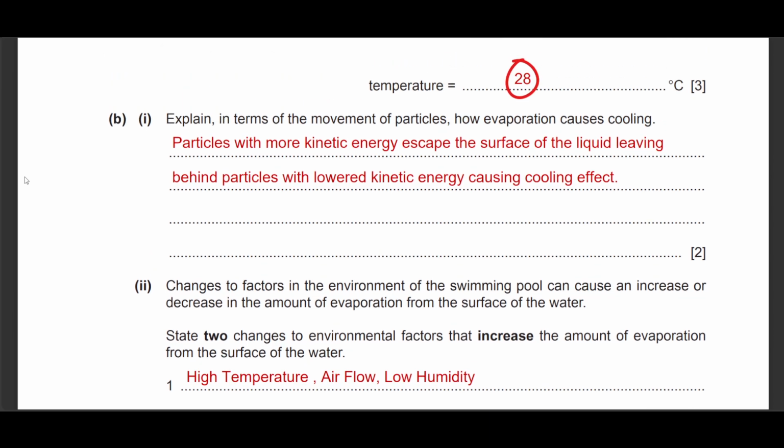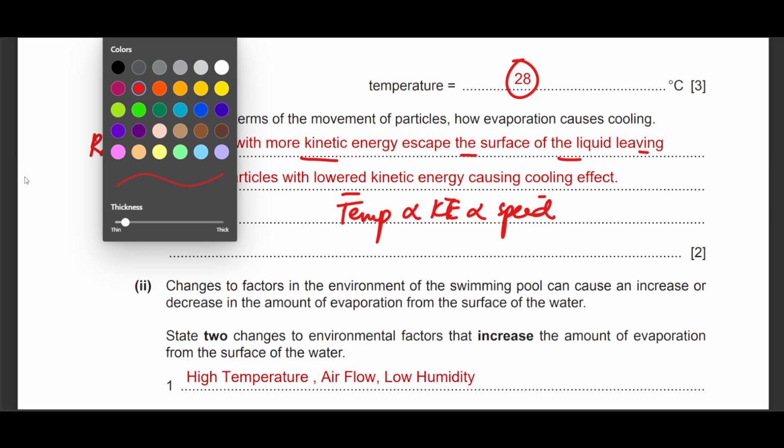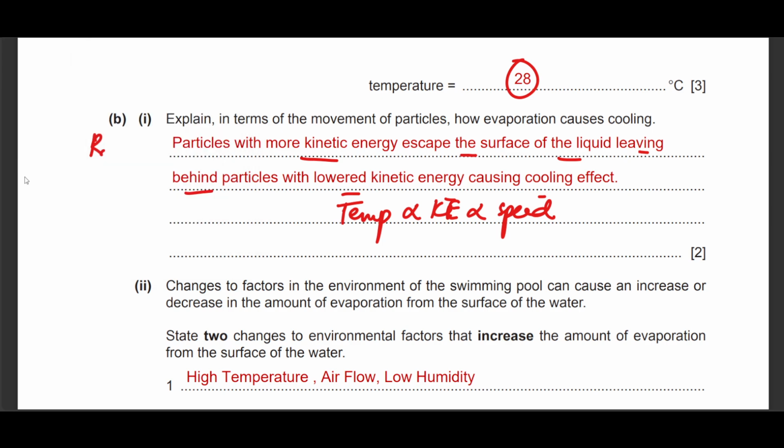Explain in terms of the movement of the particles how evaporation causes cooling. Again, a repeated question. Particles with more kinetic energy escape the surface of the liquid, leaving behind particles with lower kinetic energy, causing cooling effect. You see, if we go back to the chapter of kinetic energy and kinetic model of matter, we realize the temperature is dependent on the kinetic energy of the atoms, again simplified to the speed of the atom itself. So what are we generally saying at this point?